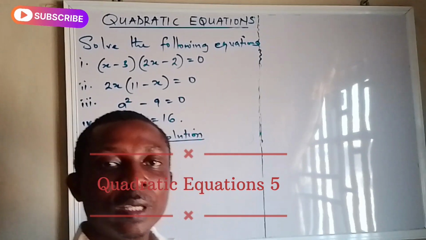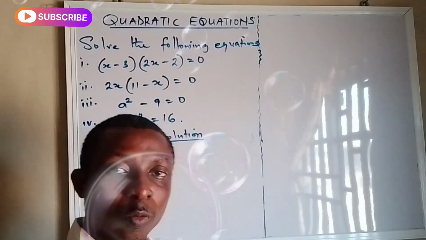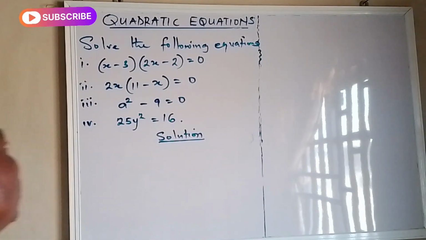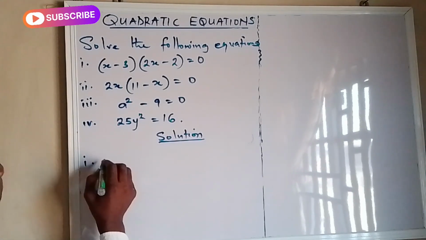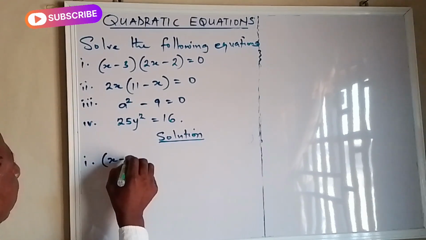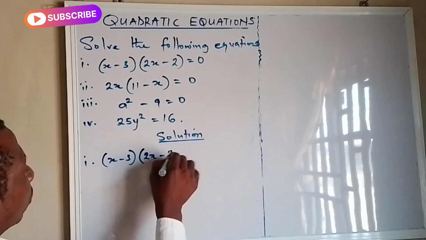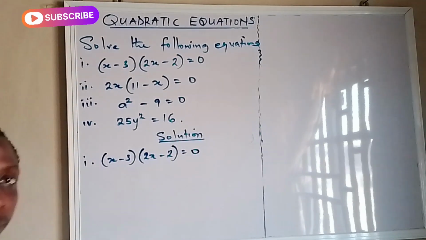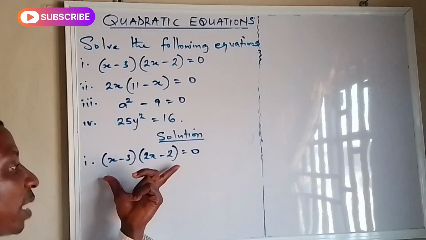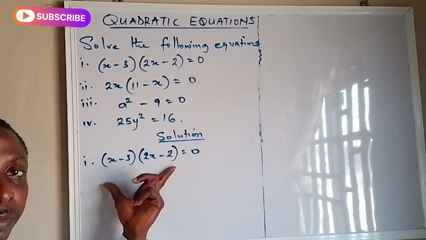Let's solve the following quadratic equations. The first one, (x - 3)(2x - 2) = 0. Now, how do we solve this type of quadratic equation?